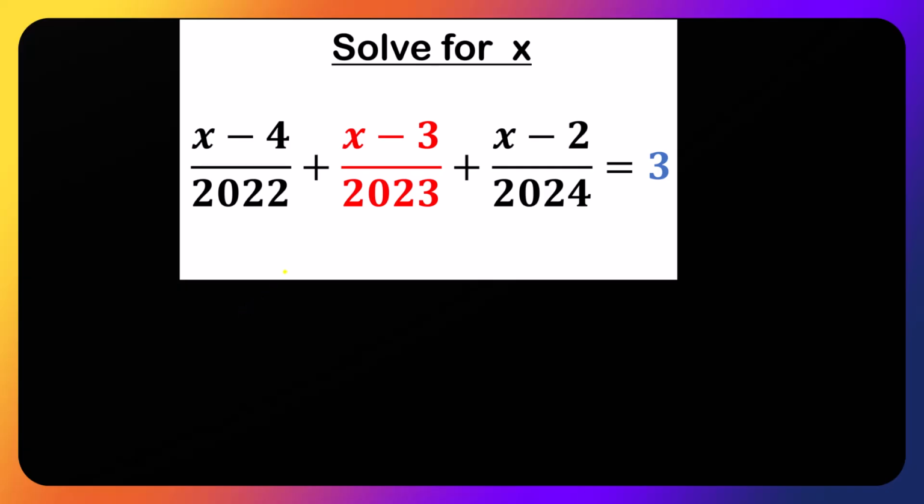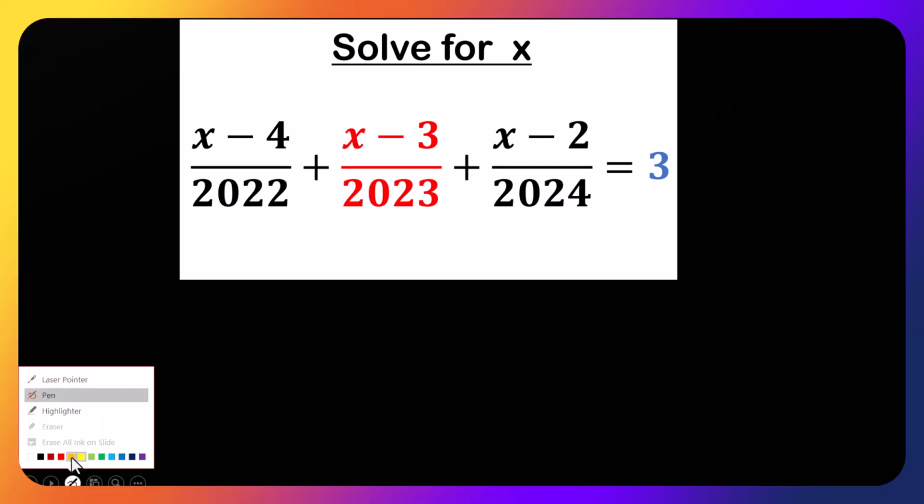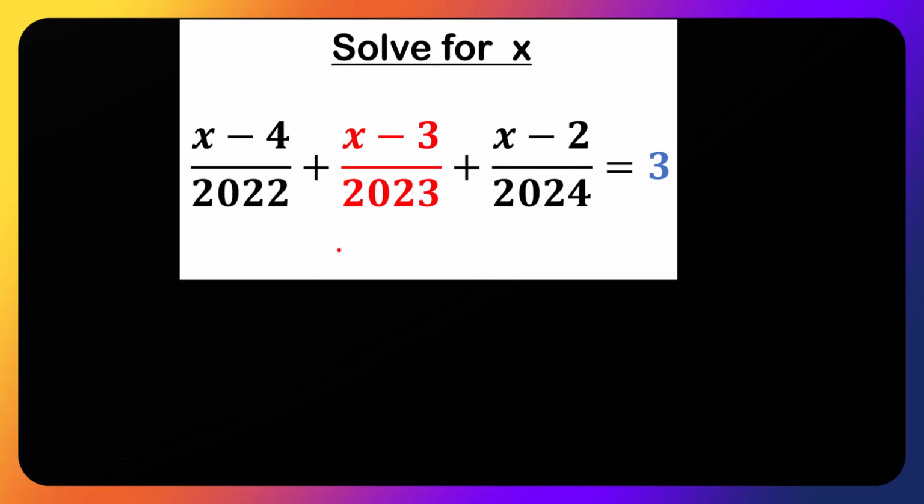How do we solve for x here? We are given (x minus 4) on 2022, plus (x minus 3) on 2023, plus (x minus 2) on 2024 equals 3. Now, if you try to find the LCM of this, that, and that, it will be complicated. So what are we going to do here?